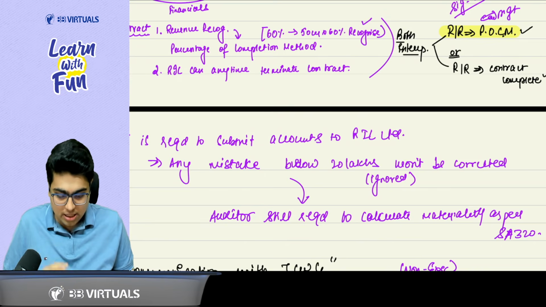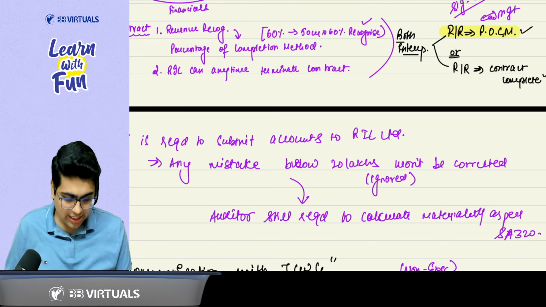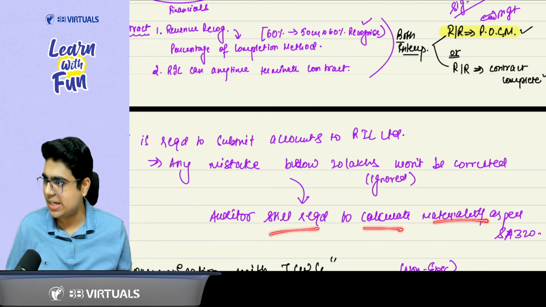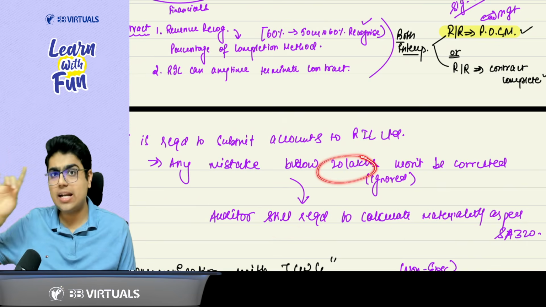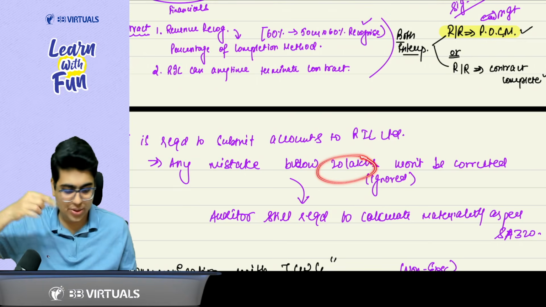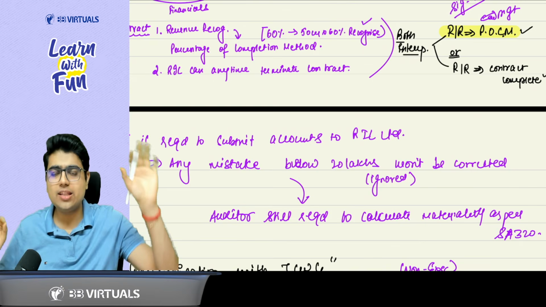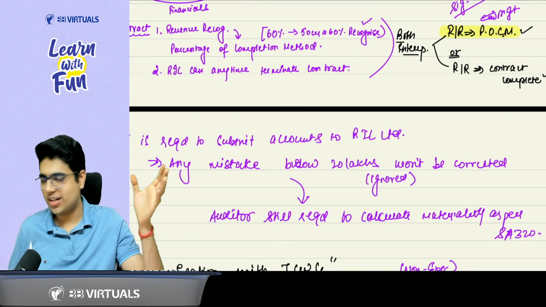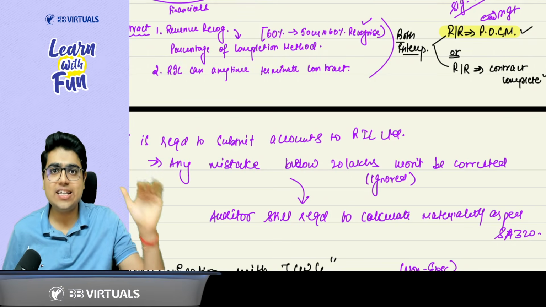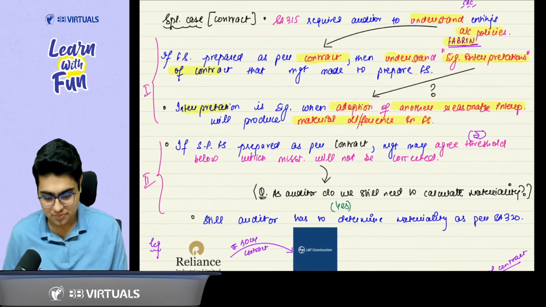Got it, sir? So is the auditor still required to calculate materiality? Answer is yes. The auditor is still required to calculate the materiality as per SA 320. The auditor cannot say no, 20 lakh is the materiality. No. You have to still calculate your materiality as per SA 320, because when we studied SA 320, there was nowhere written that you can calculate the materiality based on the contract. Okay? So for that, you still need to calculate your materiality as per SA 320.